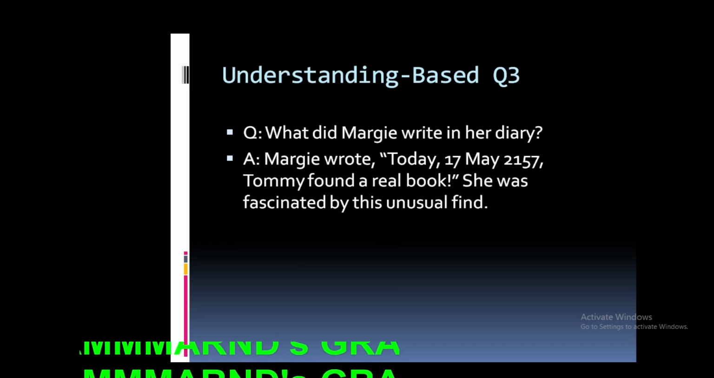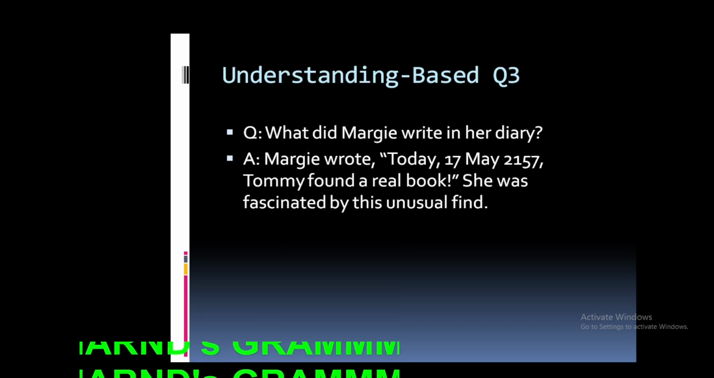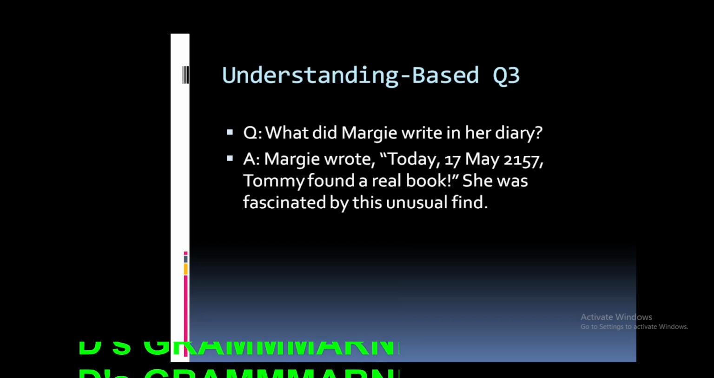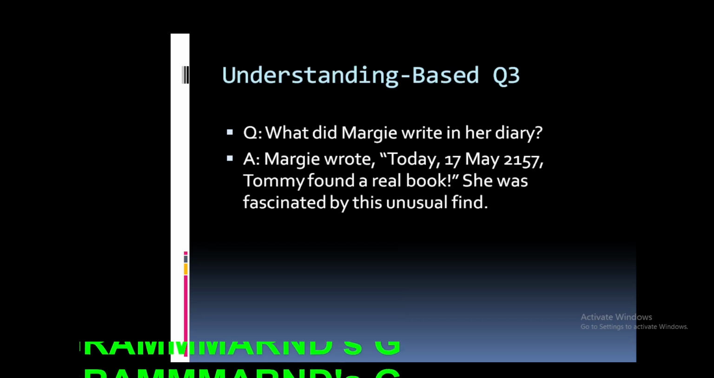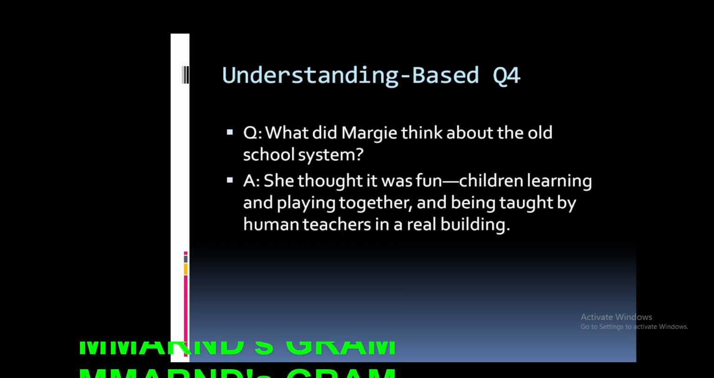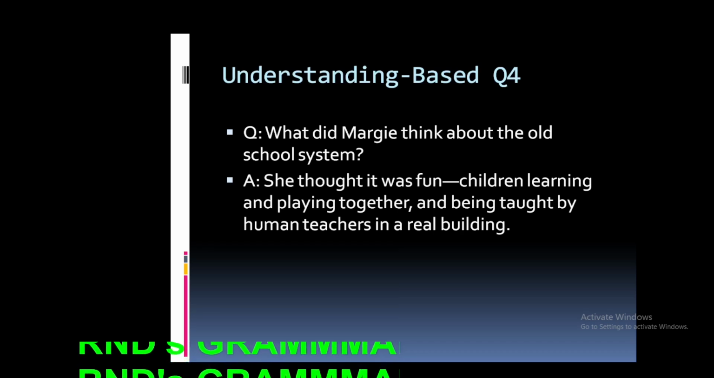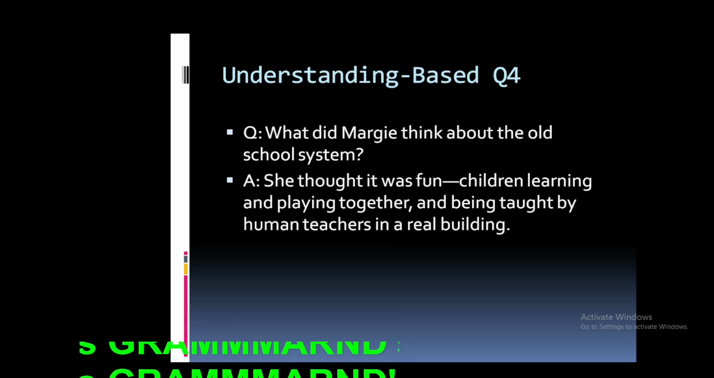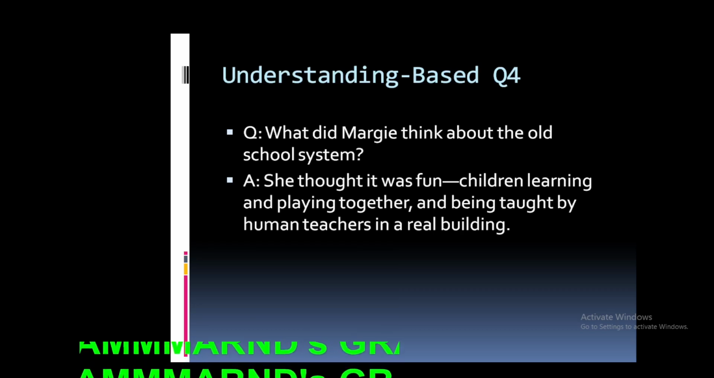Understanding based question 3. What did Margie write in her diary? Answer. Margie wrote, today, 17 May 2157, Tommy found a real book. She was fascinated by this unusual find or discovery. Understanding based question 4. What did Margie think about the old school system? Answer. She thought it was fun, children learning and playing together and being taught by human teachers in a real building.